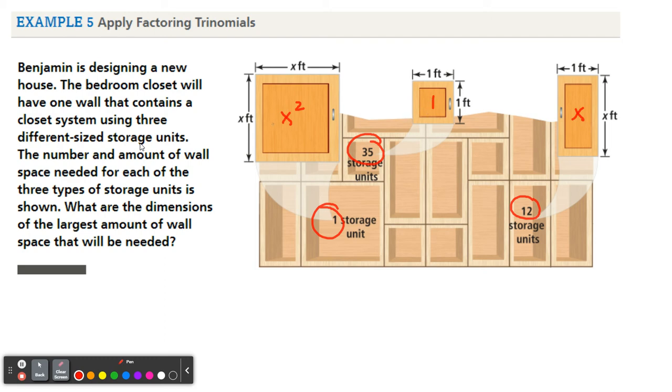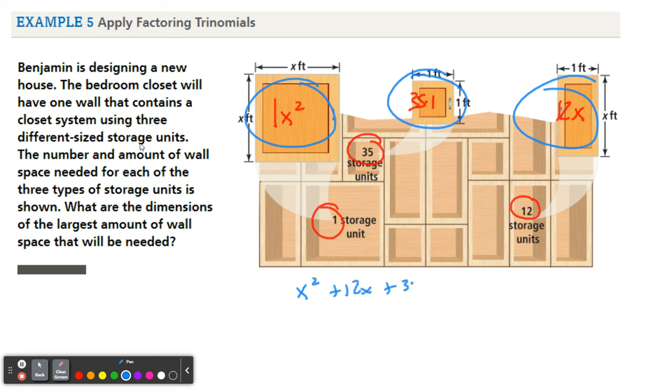Okay? Now, we need 1 of these, we need 12 of these, and we need 35 of those. So if we take these 3 expressions and combine them to find the total area, that's going to be x squared plus 12x plus 35. This is our x squared plus bx plus c.